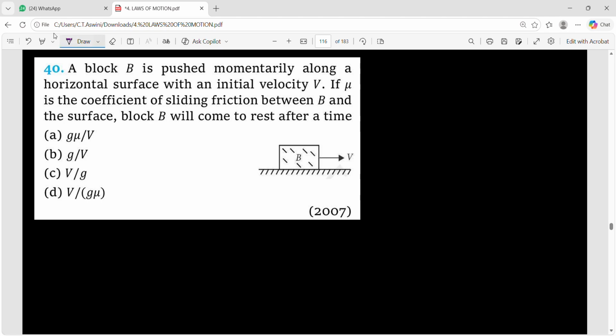A block B is pushed momentarily along a horizontal surface with the initial velocity v. If mu is the coefficient of sliding friction between B and the surface, that means the block is in motion, the block B will come to rest after a time. So this time, the initial velocity of the block is v. It has to come to rest, that means its final velocity must be equal to 0. And this will happen in how much time?